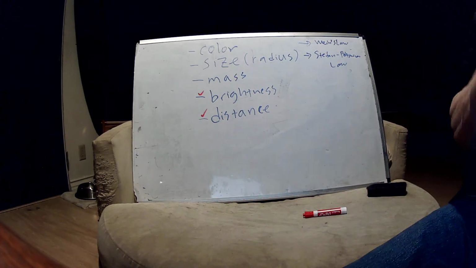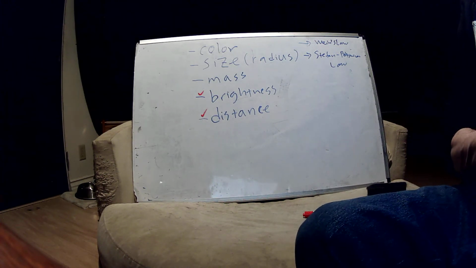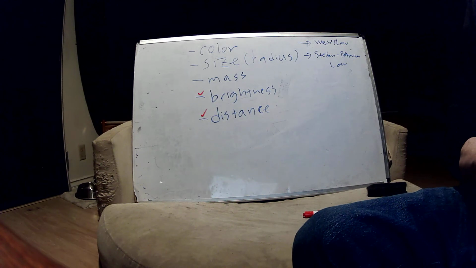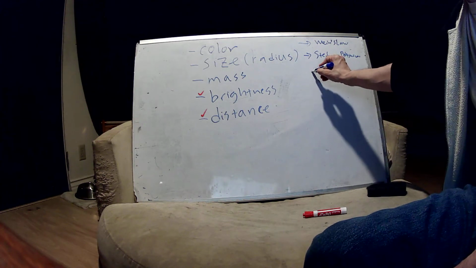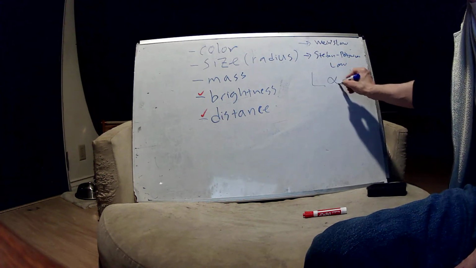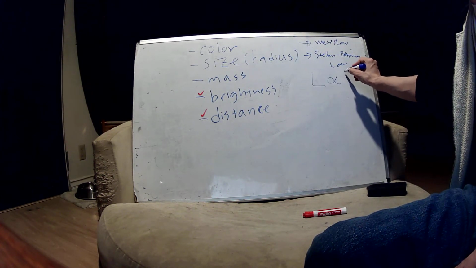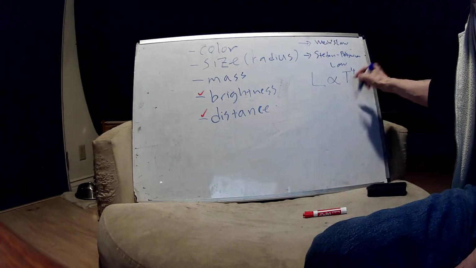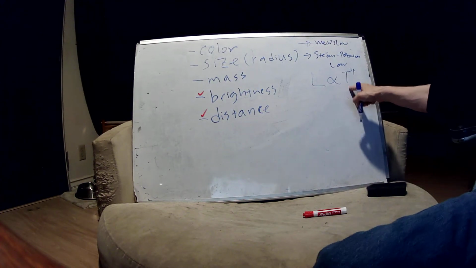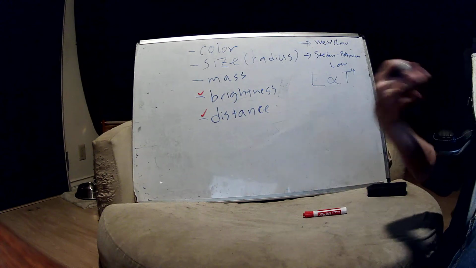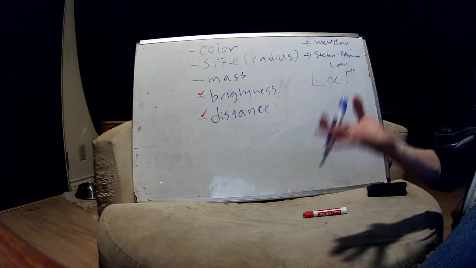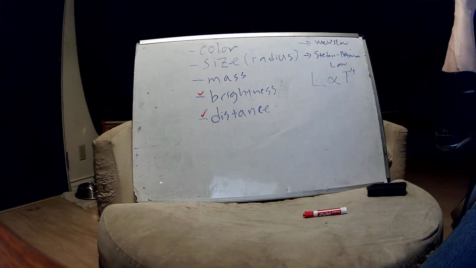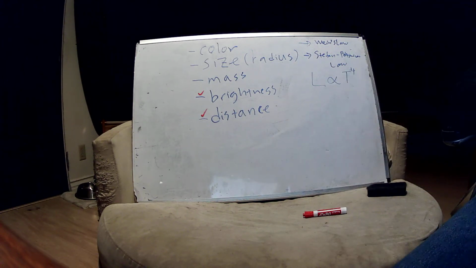And then the Stefan-Boltzmann law, let me see if I can remember. The Stefan-Boltzmann law says that the luminosity is proportional to temperature to the fourth power. And what that means is the hotter an object is, the brighter it's going to be. Right? That should be pretty straightforward.